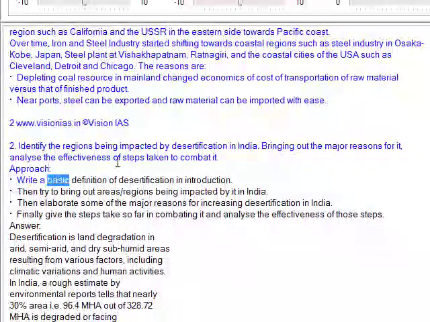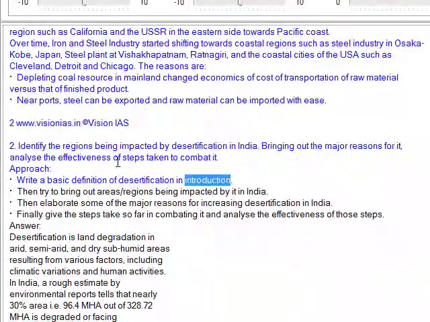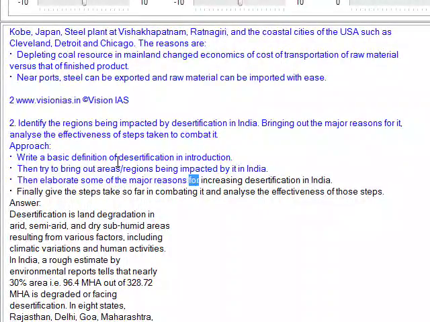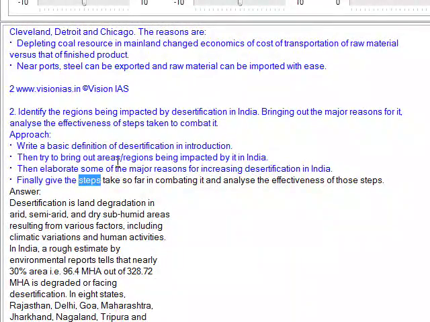Approach. Write a basic definition of desertification in introduction. Then try to bring out areas/regions being impacted by it in India. Then elaborate some of the major reasons for increasing desertification in India. Finally, give the steps taken so far in combating it and analyze the effectiveness of those steps.